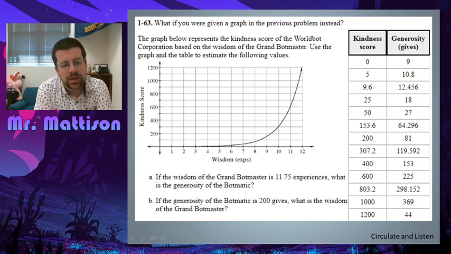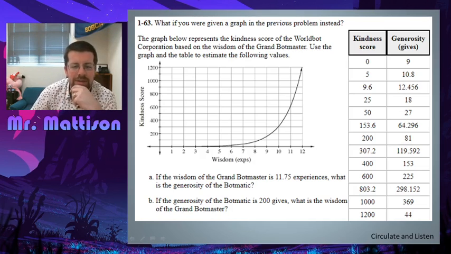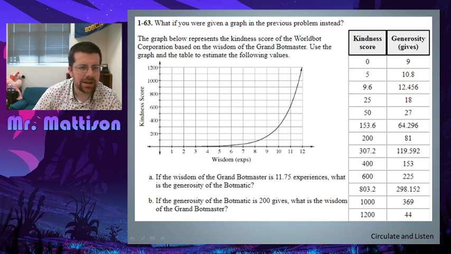All right, so on A, if the wisdom of the bot master is 11.75 experiences, what is the generosity? Our wisdom is 11.75, so we're kind of there-ish. We can go up and maybe we're at a 1,000 kindness score. A 1,000 kindness score is equivalent to 369 gives. So that's how we could relate that.